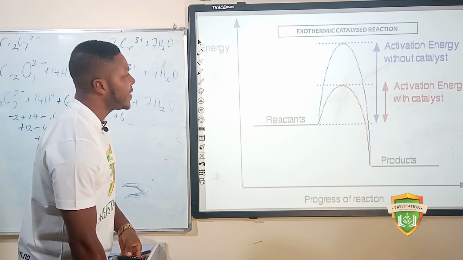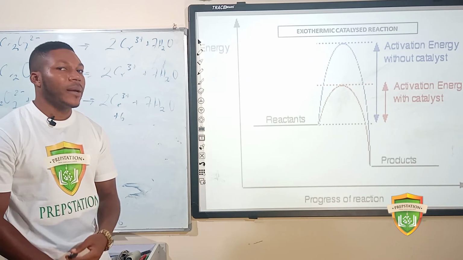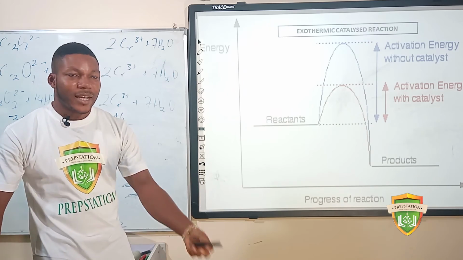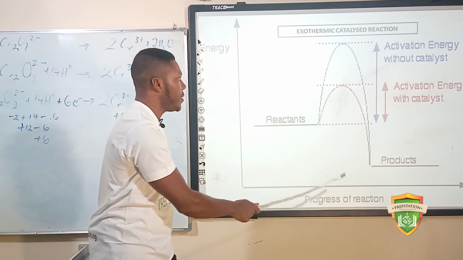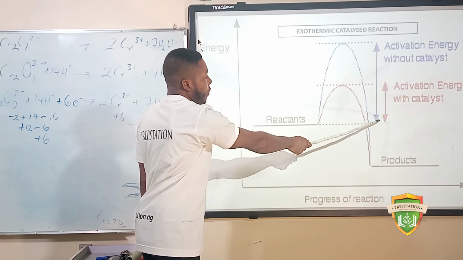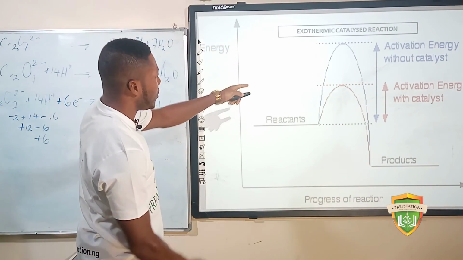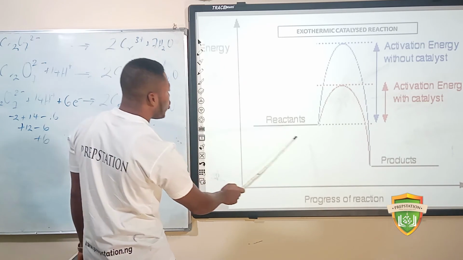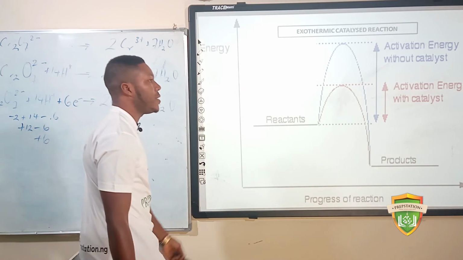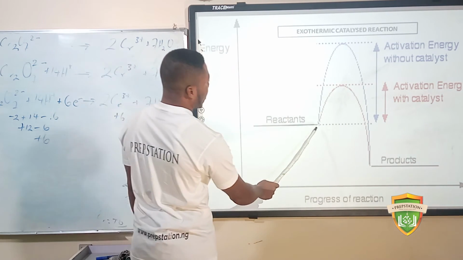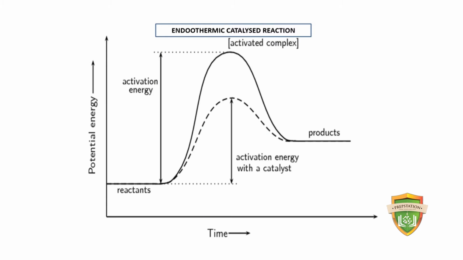This one involves a catalyst. If the reaction cannot take place on its own, we introduce a catalyst that supports the reaction. Now, this is the profile with the catalyst. From this point to this point is the energy of the catalyst on the exothermic reaction, while the actual reaction on its own is the blue line. But when the catalyst is added to support the reaction, it is shown by the red line.